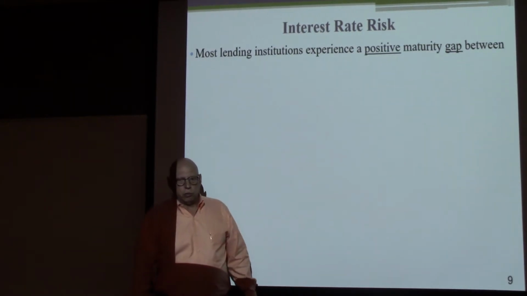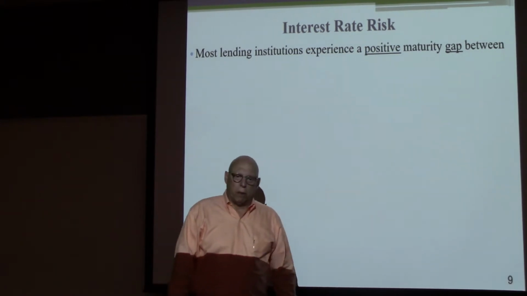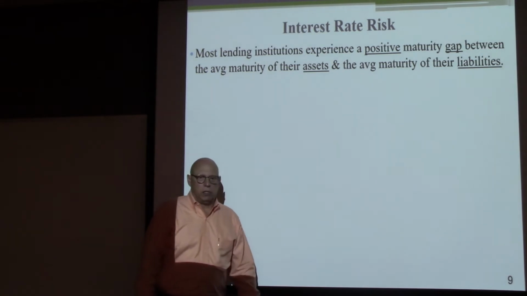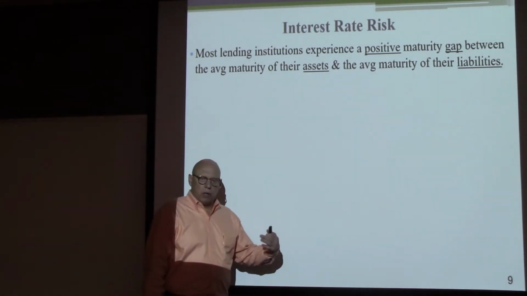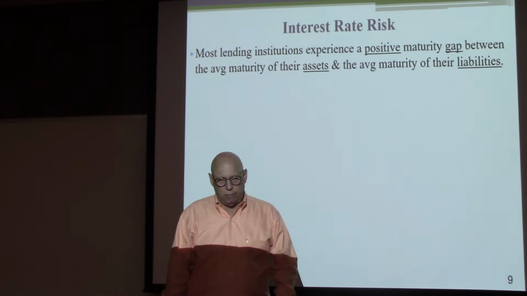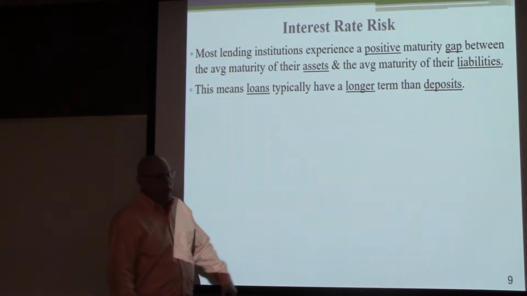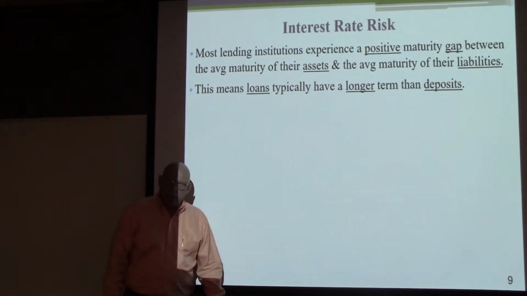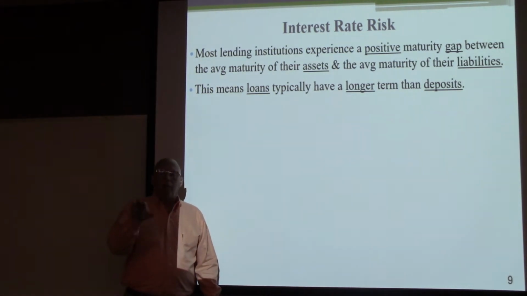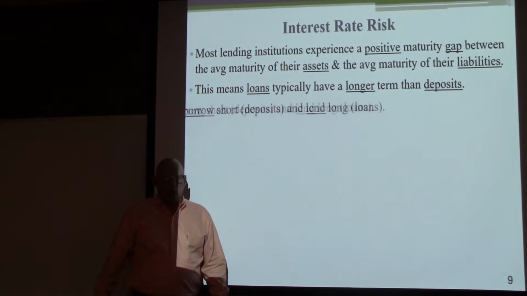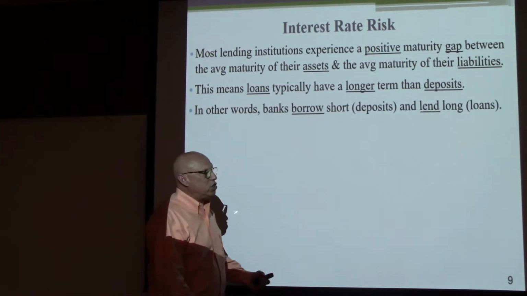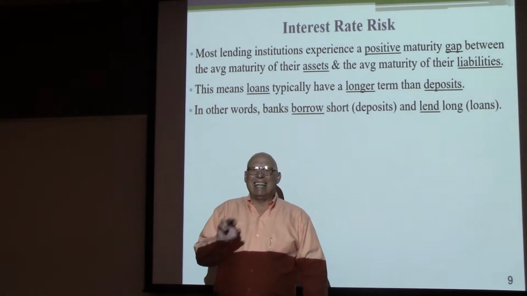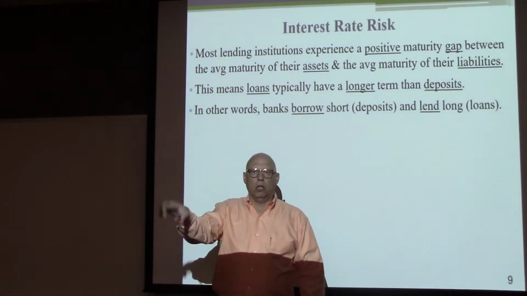Most lending institutions experience a positive maturity gap between the average maturity of their assets and the average maturity of their liabilities. This is the nature of banking. What do I mean by that? This means that loans typically have a longer term than deposits. Deposits typically are shorter term, loans are longer term. In other words, we say that banks borrow short, deposits, and lend long, loans. Okay?